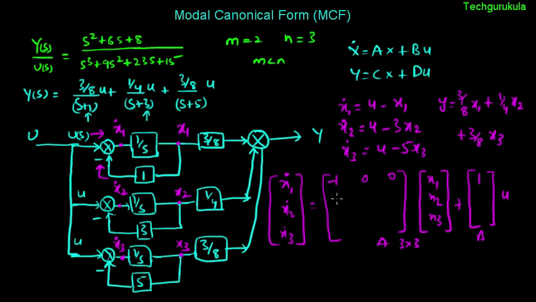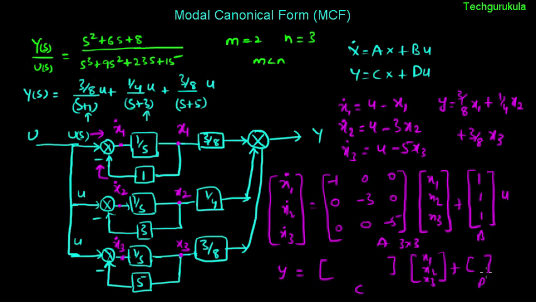So we can simply write this as this equation. Similarly, x2 dot is 0 times x1 minus 3 times x2, 0 times x3, 1 times u. Now x3 dot is equal to 0 times x1, 0 times x2 minus 5 times x3 plus 1 times u. So now we have completed the state equation. Now let us look at the output equation, which is y equal to matrix C times the state vector x1, x2, x3 plus D times u.